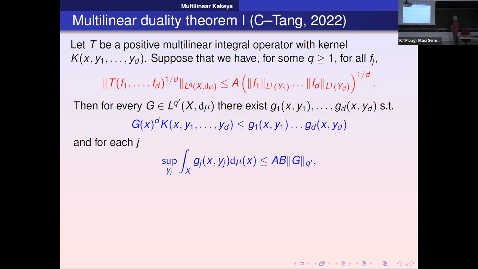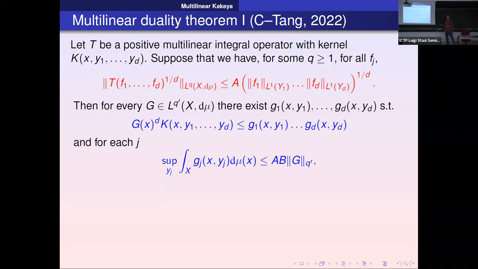You just let the little gj's be very big. So we need some upper bound control on the gj's. Well, this is the upper bound control. The gj's, if you integrate them with respect to x, then uniformly in y, they are controlled by the LQ prime norm of g. Okay. So that is kind of a nice theorem. The converse, that if you have this control here, and you have this inequality here, then you have this inequality, is an easy application of Hölder's inequality. So that's the easy half. What I'm saying now, the hard half, is if you have this, then you get that.